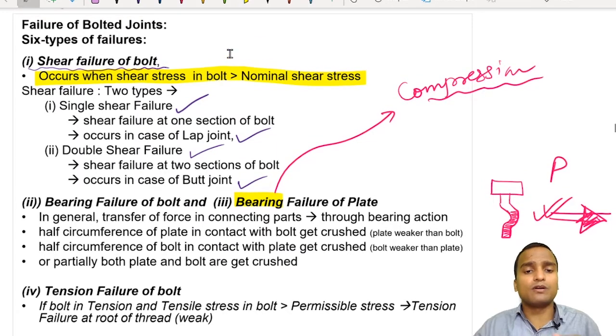Now tension failure of bolt will occur when the tensile stress in the bolt exceeds the permissible tensile capacity of the bolt, and this failure will mostly occur at the root of the threaded portion, because that is the weakest section in the bolt. In this case the bolts are loaded with tensile forces, and they will fail exactly like we have seen in the labs, failure of a specimen under tensile elongation test of ductility. We have seen how there is neck formation, and we have seen the fracture of the specimen. Like that, bolts get fractured under application of tensile forces.